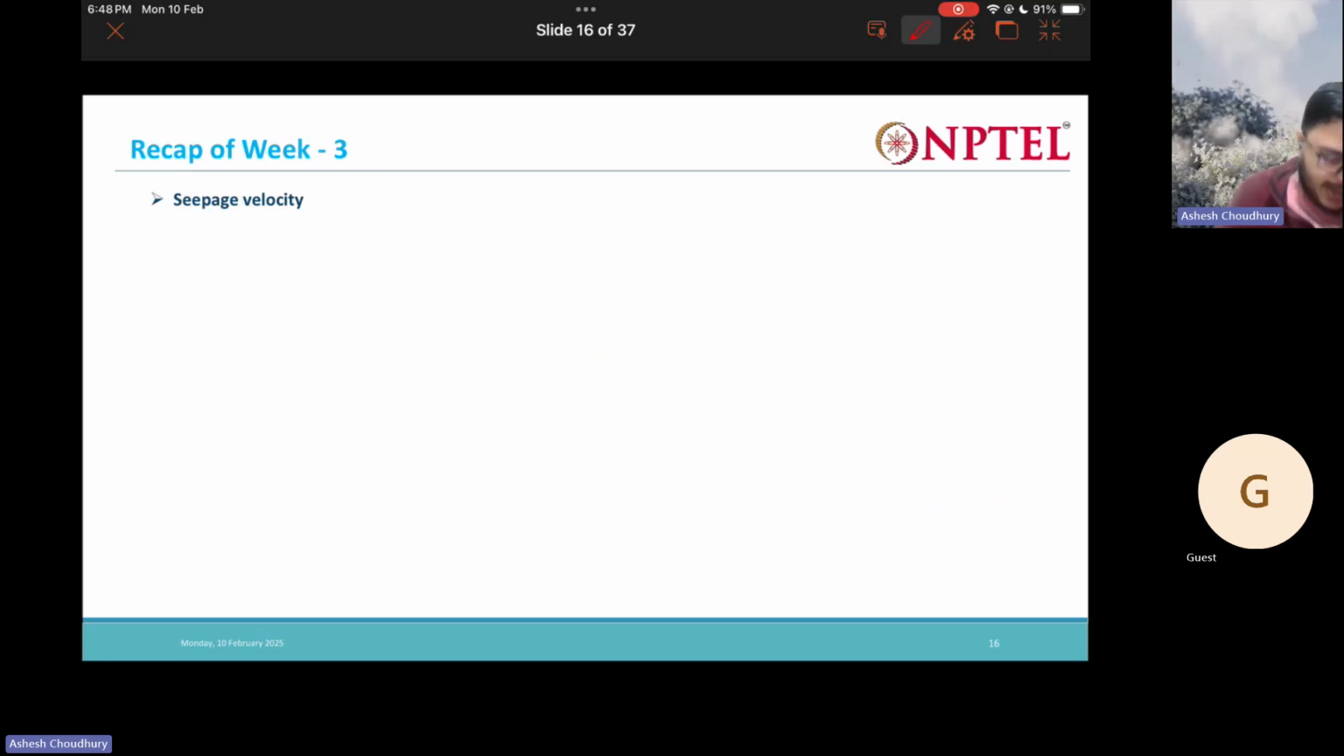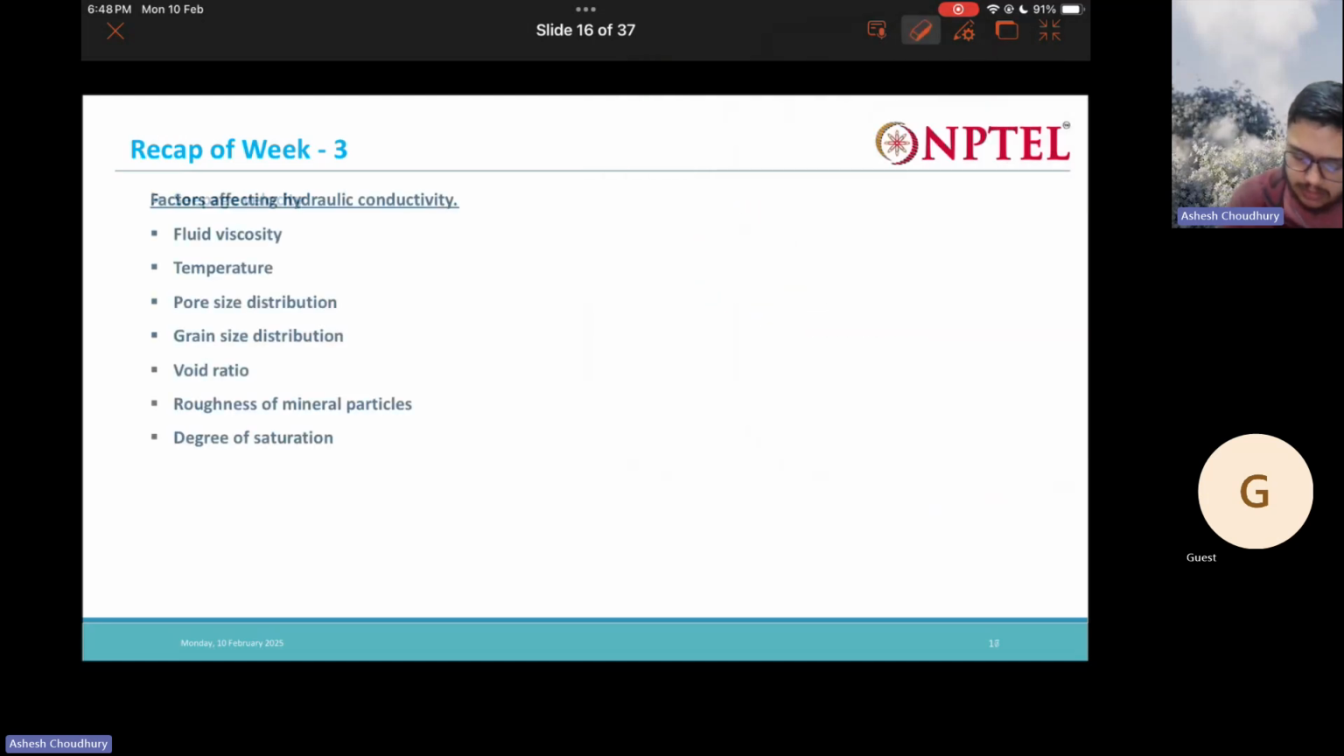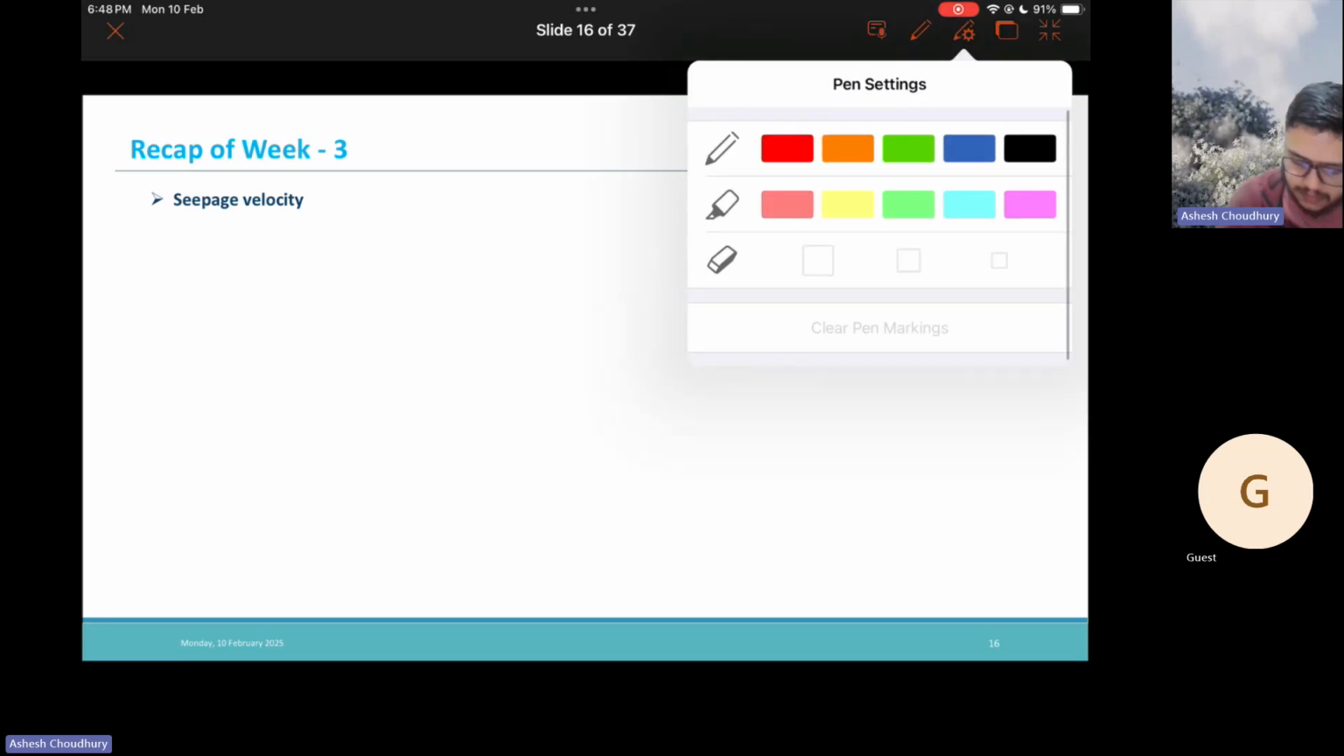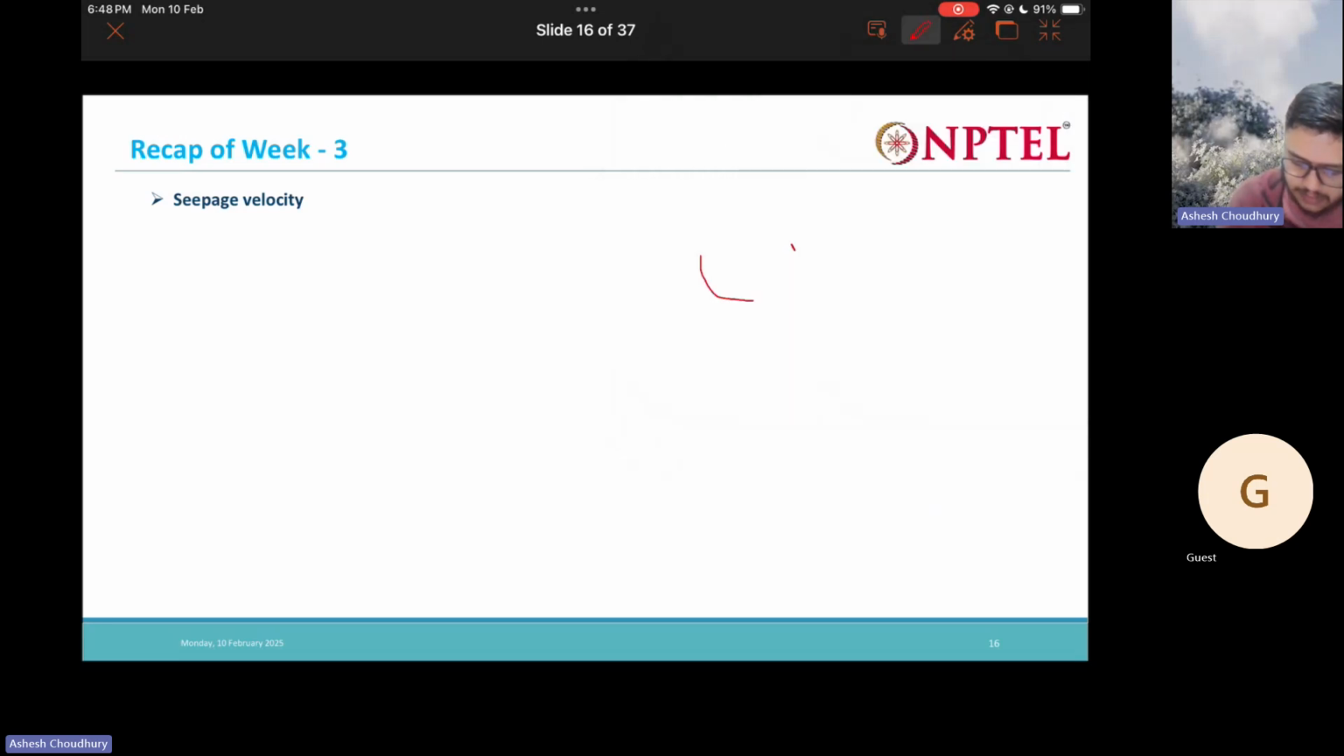Next we have seepage velocity. Say when the water is flowing, this is the total volume V. Let me draw it a little bit properly. The total volume V, and some amount of that volume.